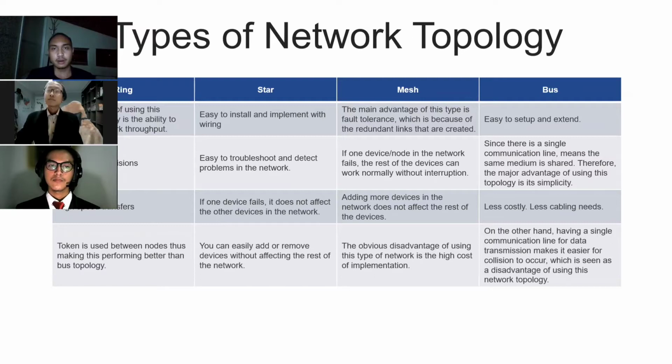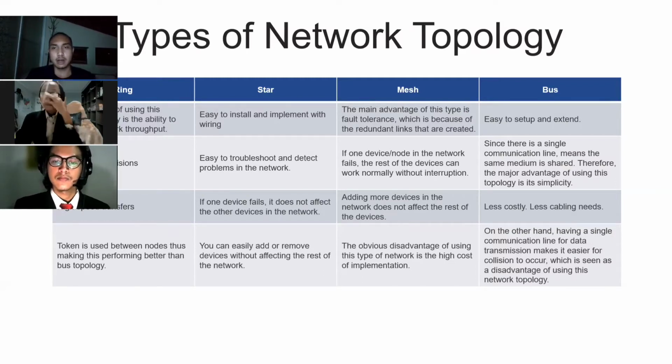The third one is called mesh topology. The first feature, the main advantage of this type, is fault tolerance, which is because of the redundant links that are created. Second, if one device or node in the network fails, the rest of the devices can work normally without interruption. Third, adding more devices in the network doesn't affect the rest of the devices. The last one, the obvious disadvantage of using this type of network is the high cost of implementation.